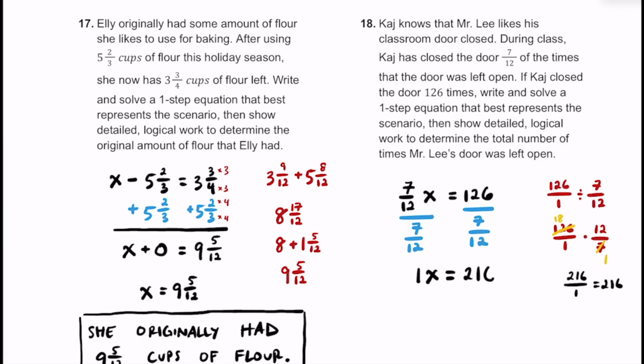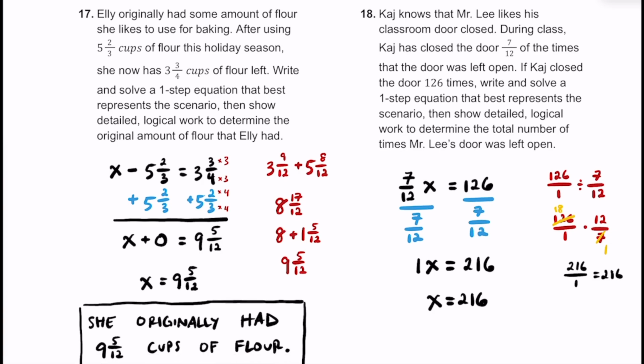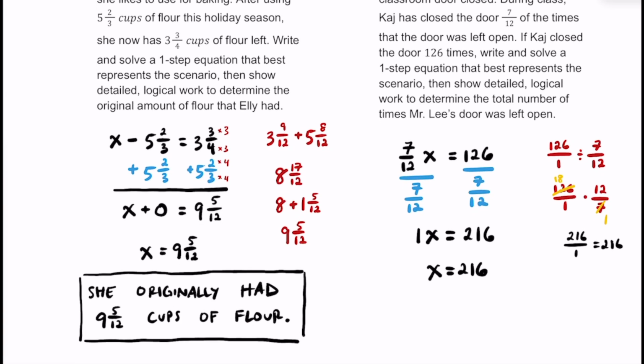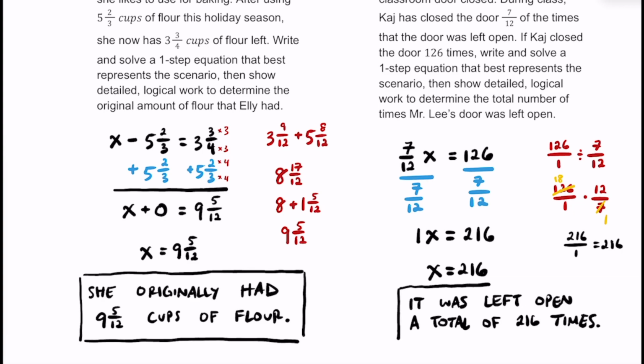So the door must have been left open 216 times. So that was the total number. We know Kai had closed it 126 times, which is slightly more than half of 216. So I hope that makes sense there. So we can say it was left open a total of 216 times. That would be our conclusion here. And that should make sense if you want to go ahead and write it as a fraction and say that if Kai closed 126 times, 126 out of 216, if you simplify that, that's exactly 7/12.